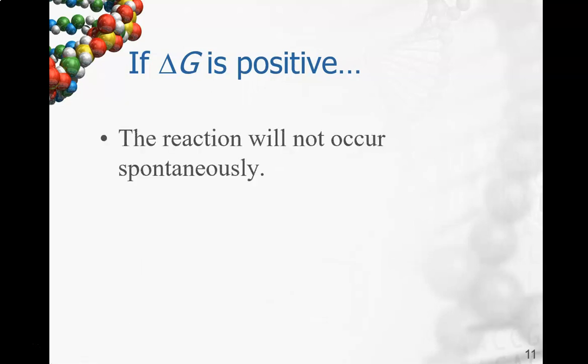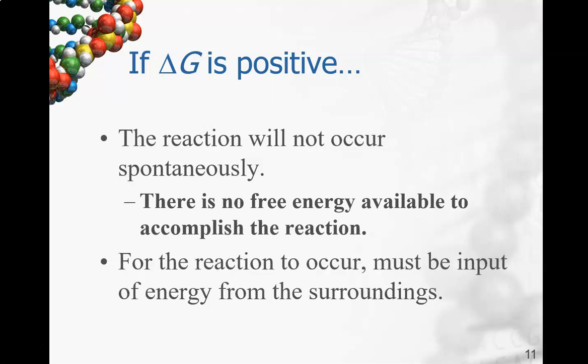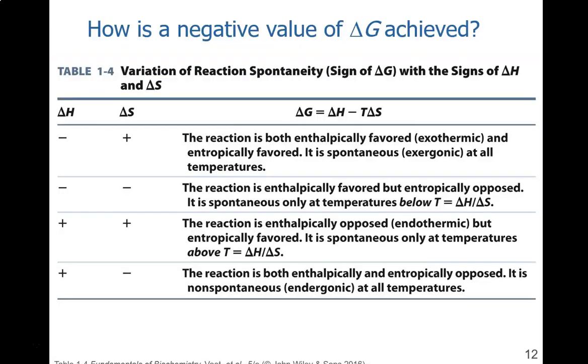If delta G is positive, the reaction won't occur spontaneously. Another way of saying that is there's no free energy available to accomplish the reaction. So if that's a reaction you want to occur, then you'll have to couple it with another reaction that provides an input of energy from the surroundings. By itself, the reaction is endergonic if the delta G is positive.